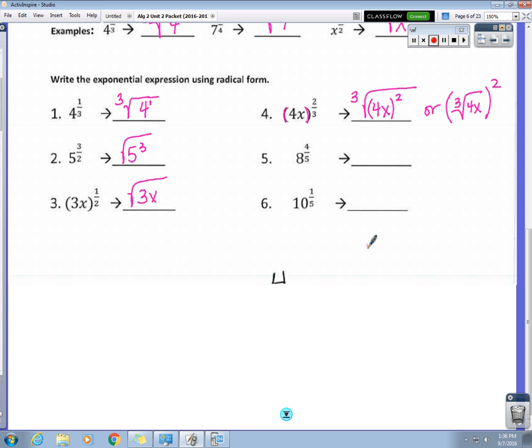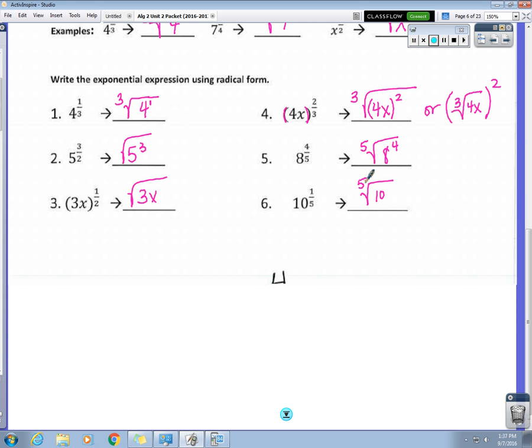Okay, number 5. What goes up under the radical? And what is it raised to? And what's the root? 5. Right. And then number 6, what does it look like? Right, the 5th root of 10. And that 10 is to the first power, but you don't have to write it.